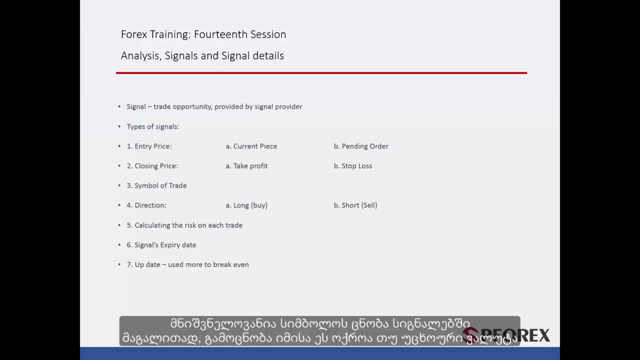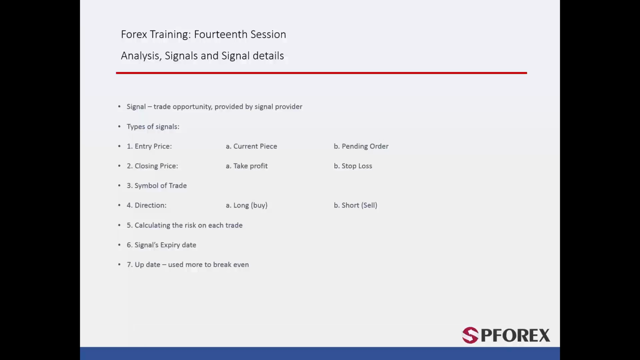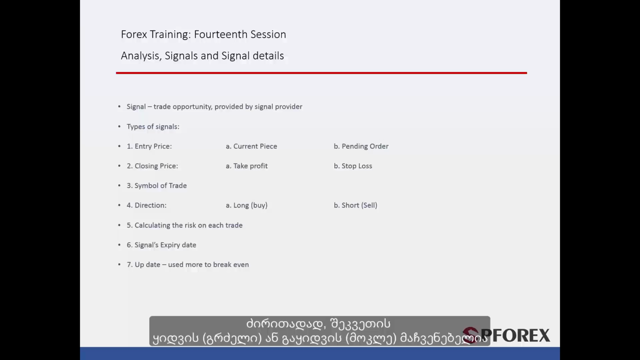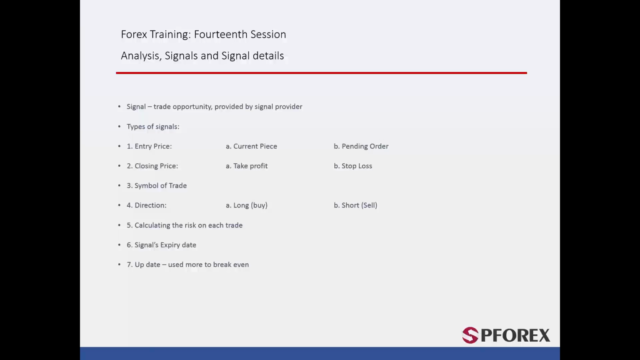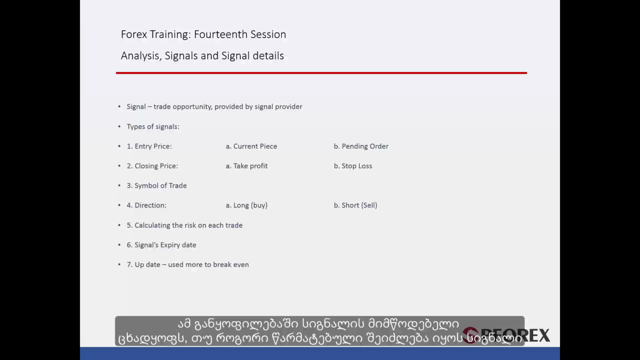Symbol. It is important to know the symbol in signals. For instance, is it gold or is it a foreign currency? Direction. This is basically showing whether it is a buy, long, or sell, short order. Risk percentage. In this section, a signal provider reveals how successful the signal may be.